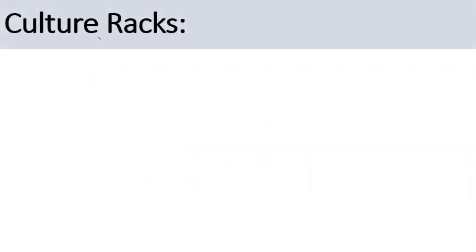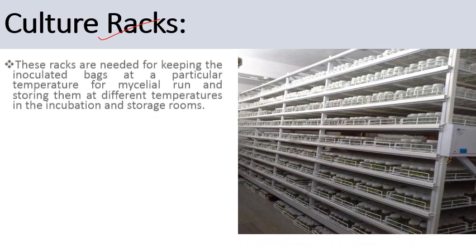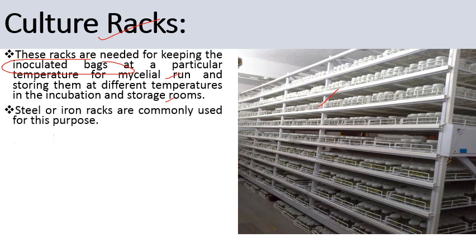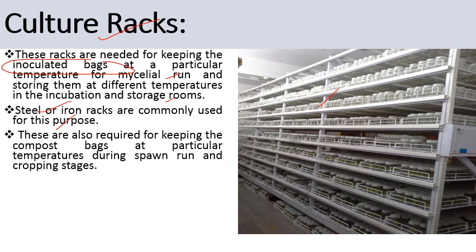Next comes culture racks. These are basically needed for keeping the inoculated bags at a particular temperature for mycelial run and storing them at different temperatures in the incubation and storage rooms. The inoculated bags are kept on these racks at a particular temperature. These are made up of steel or iron, commonly used for this purpose. These are also required for keeping the compost bags at particular temperatures during the spawn run and cropping stages.